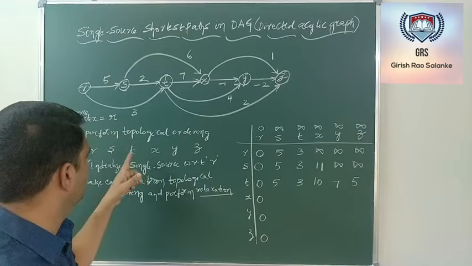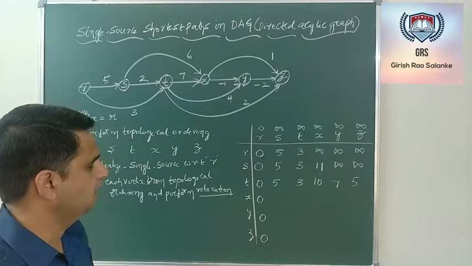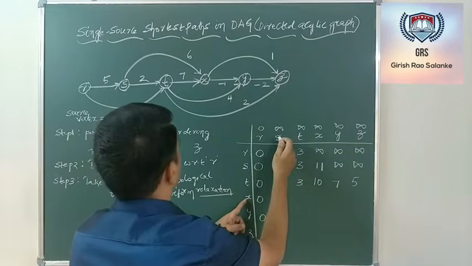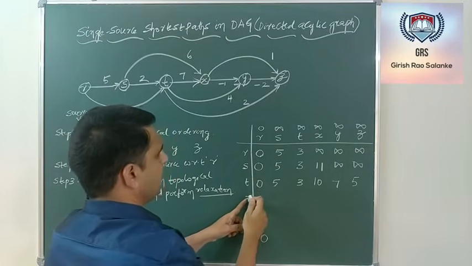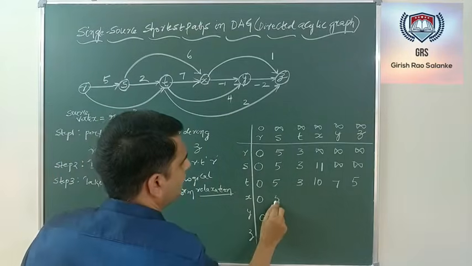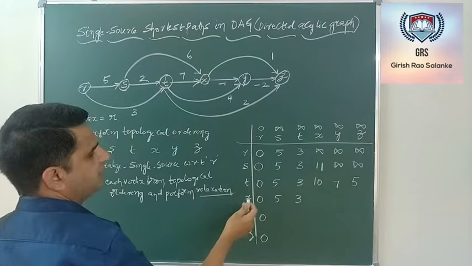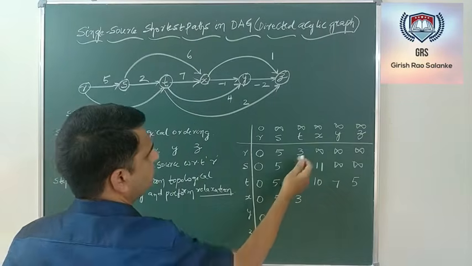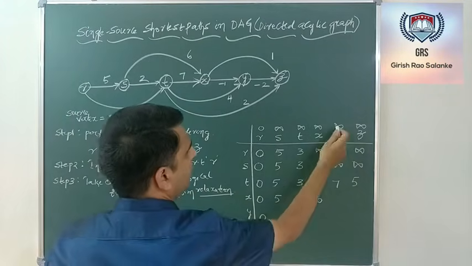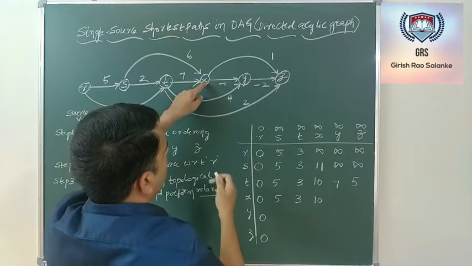In the fourth iteration, the next element in the order is X. I have taken all the vertices in the order itself. Now X to S. Is there any edge from X to S? No. So this will be as it is. Is there any edge from X to T? No, it will be the previous iteration itself. Is there an edge from X to X? Same, it will be 10. X to Y, there is an edge X to Y with the value of -1.